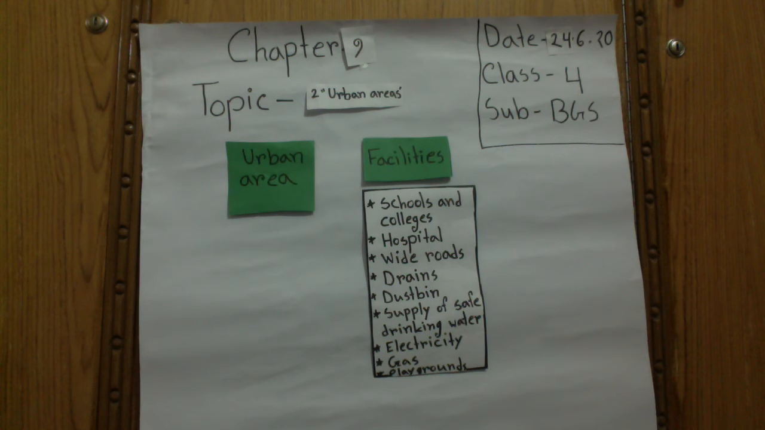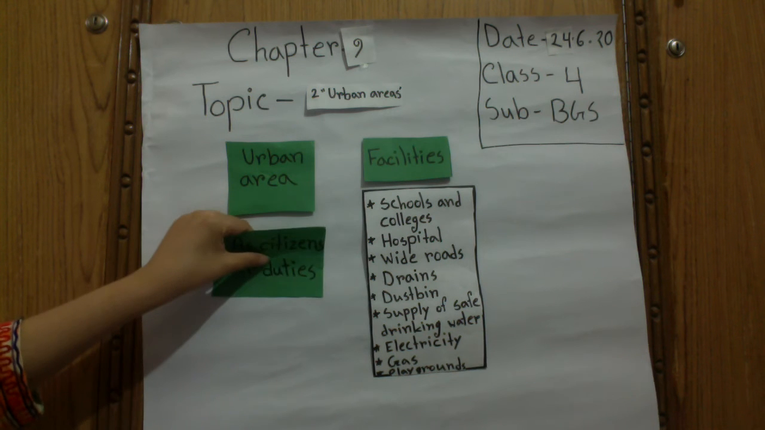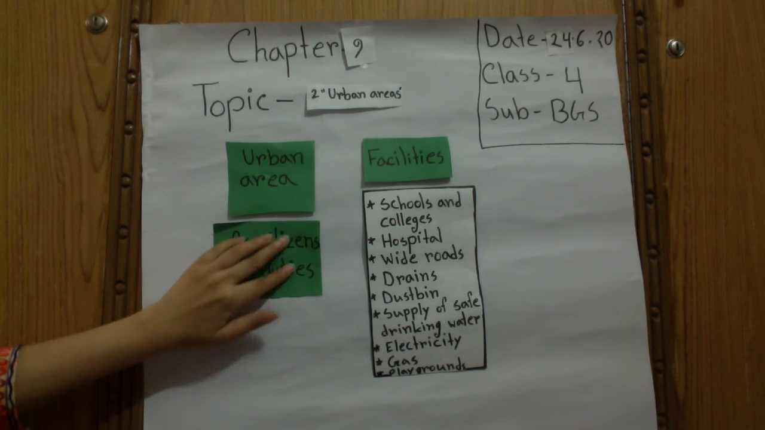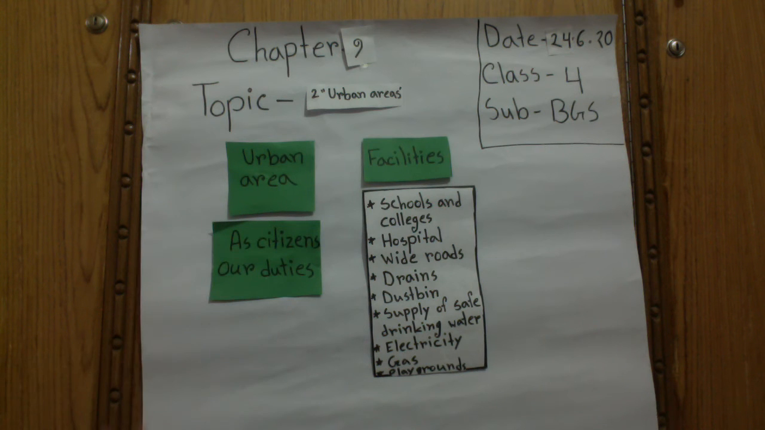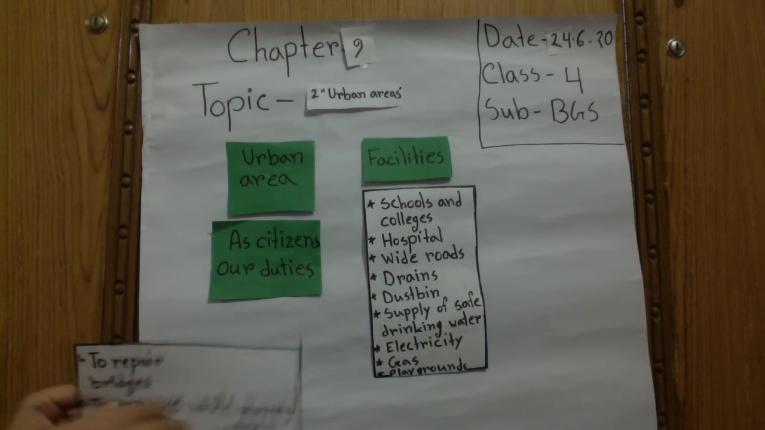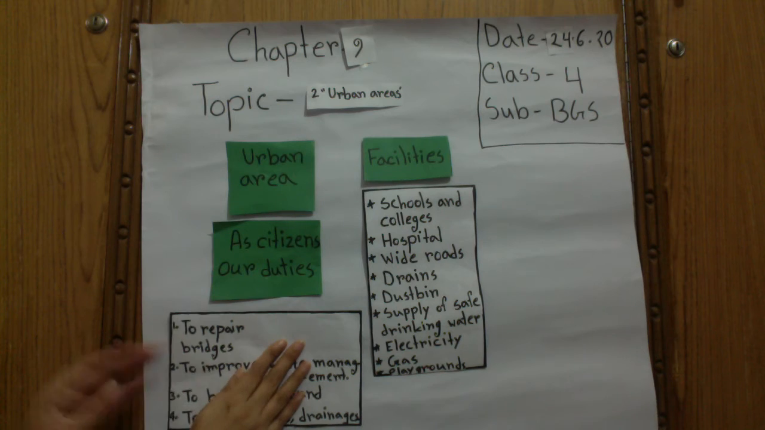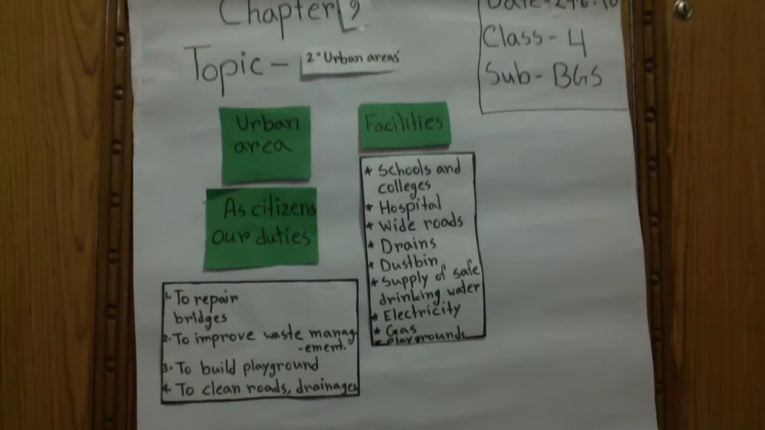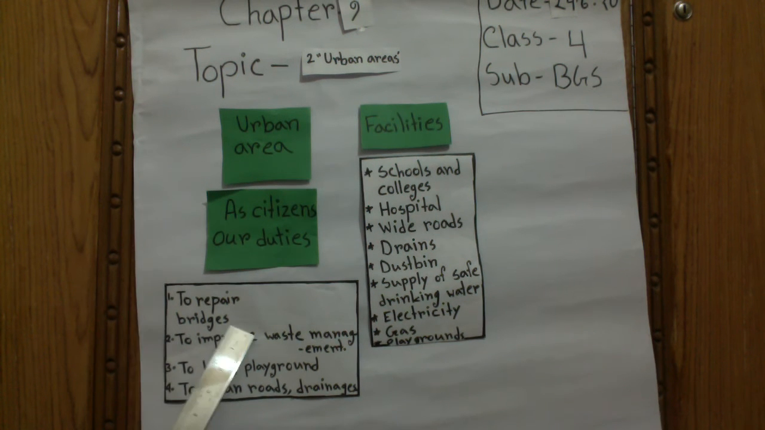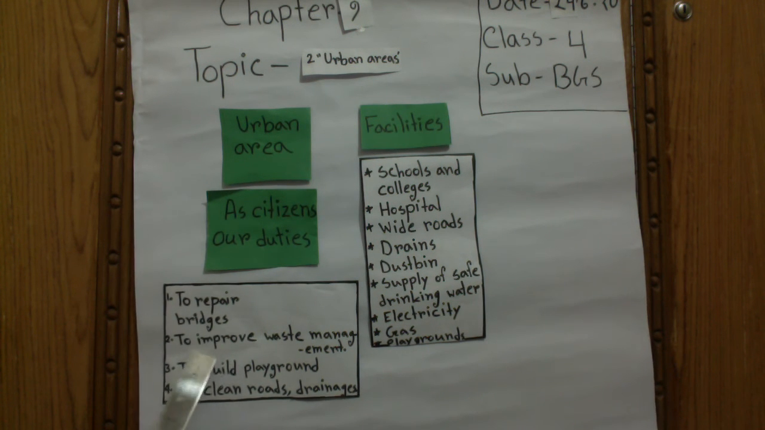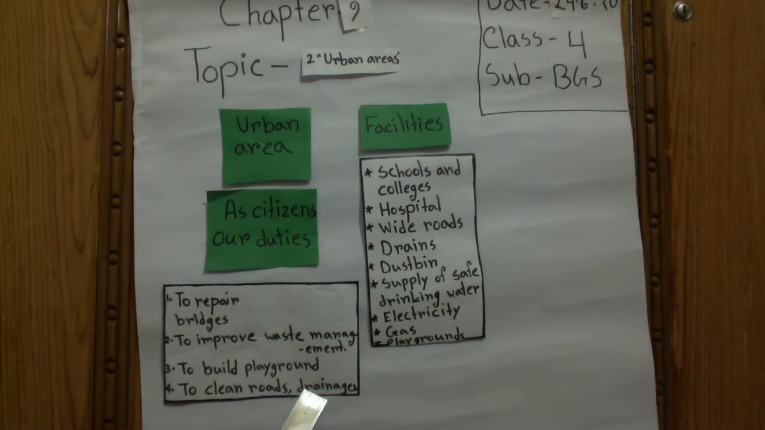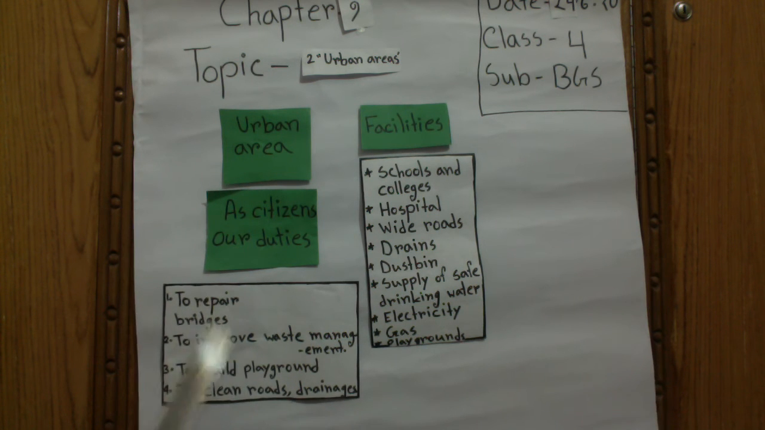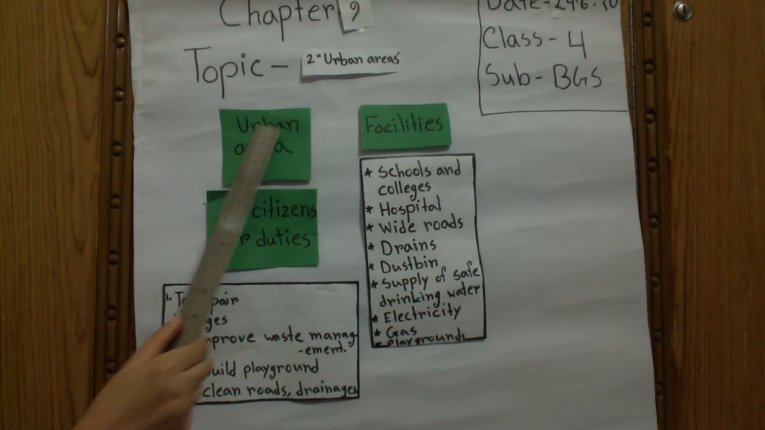Now, as a citizen, we have some duties to improve the urban area. So, what type of duties do we have? We can repair bridges, we can improve waste management, we can build playgrounds, we can clean roads, drainage, etc. These are our duties to improve our urban areas.